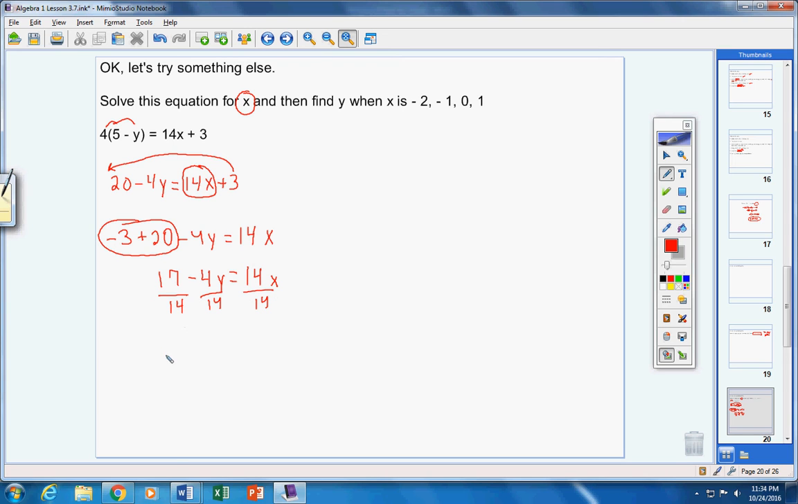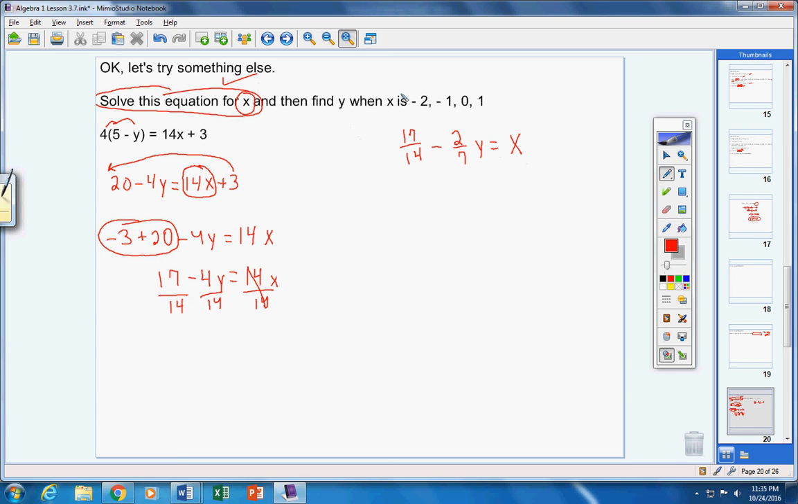Okay, so 17 over 14 is simply 17 over 14. A negative over a positive is negative. 4 over 14 reduces to 2/7. Here the 14s cancel, leaving you with x. Now, I am not going to take time and do part 2, at least not all of it, okay? But part 1 is done. I have solved the equation for x. I'm finished. Check that off.